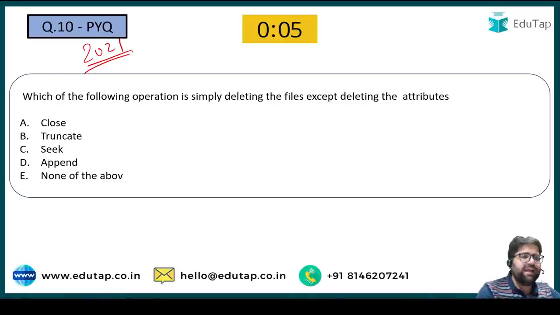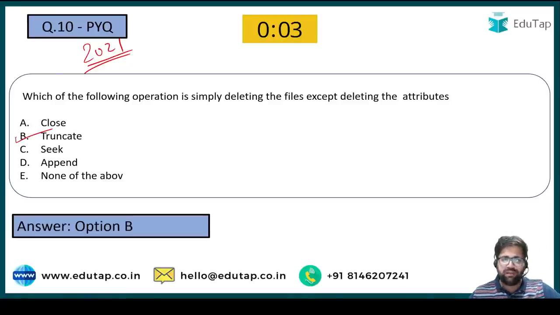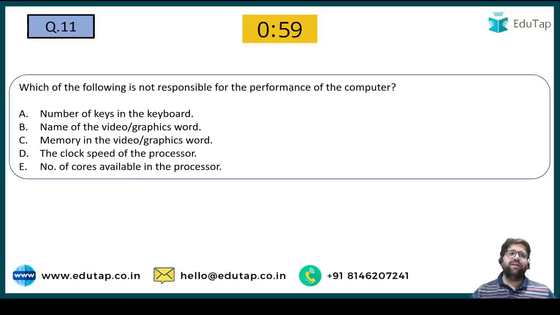Yes, here the correct answer will be tourniquet. In a tourniquet operation, you simply delete the files except for certain attributes of that particular file. Now coming to question number 11, this is also a very basic question.